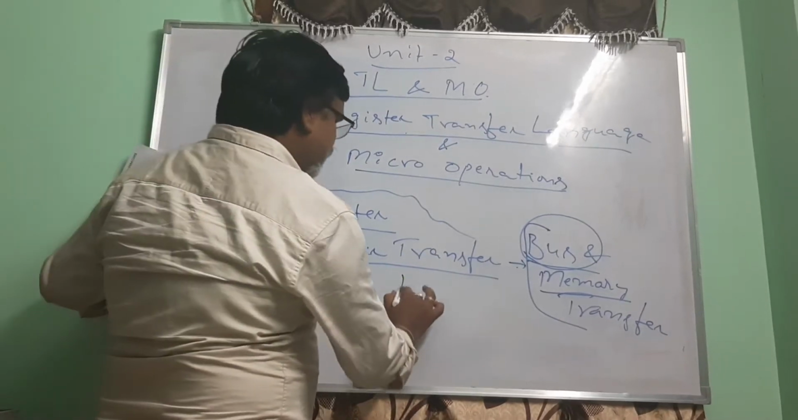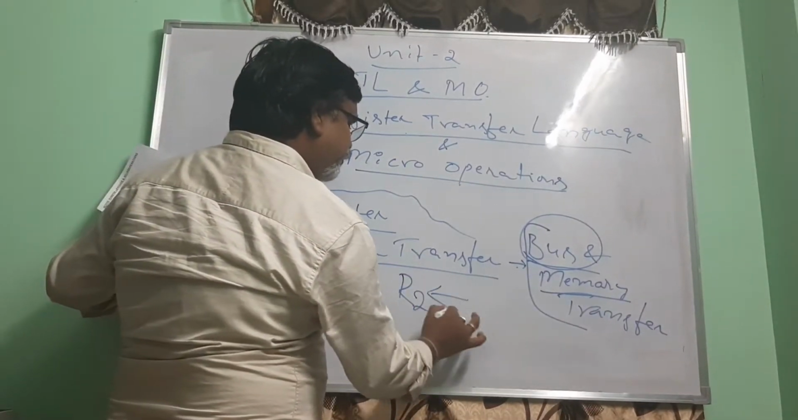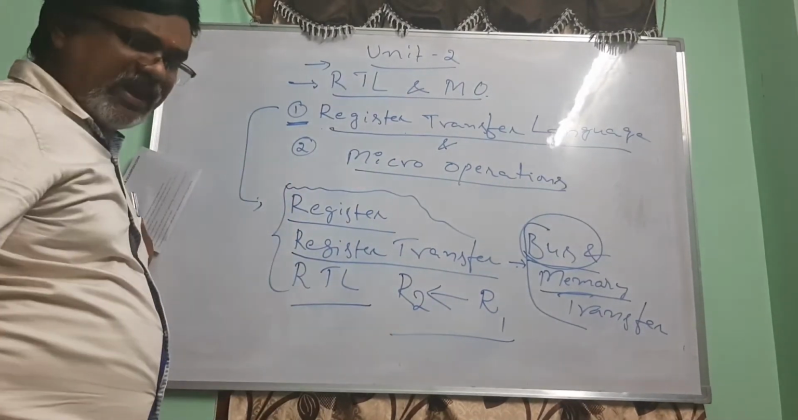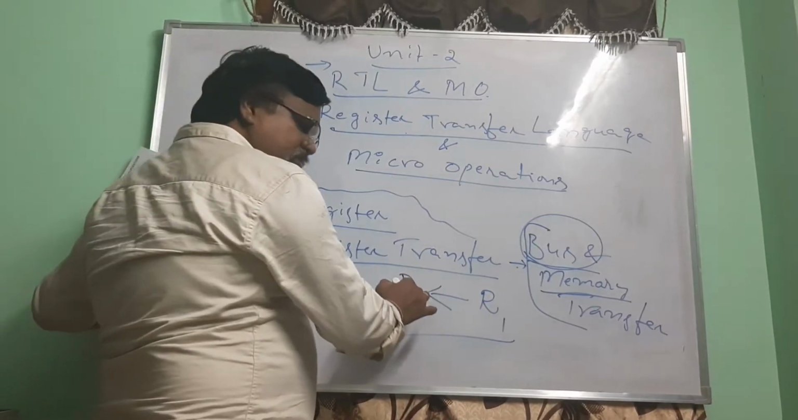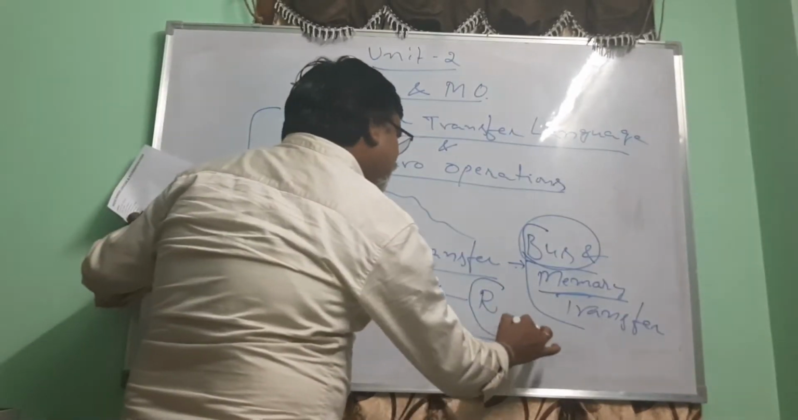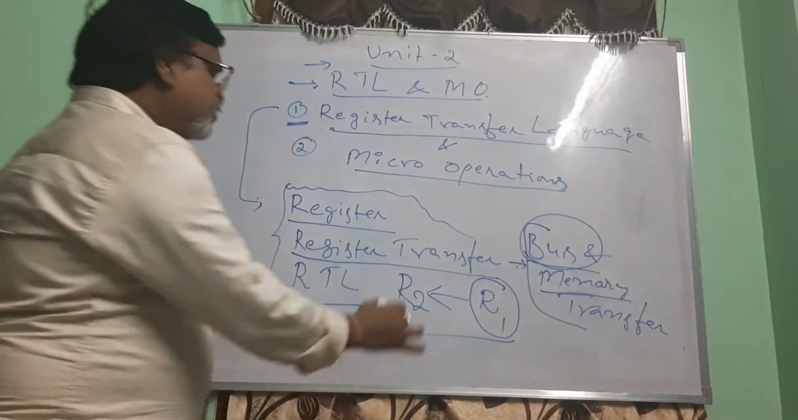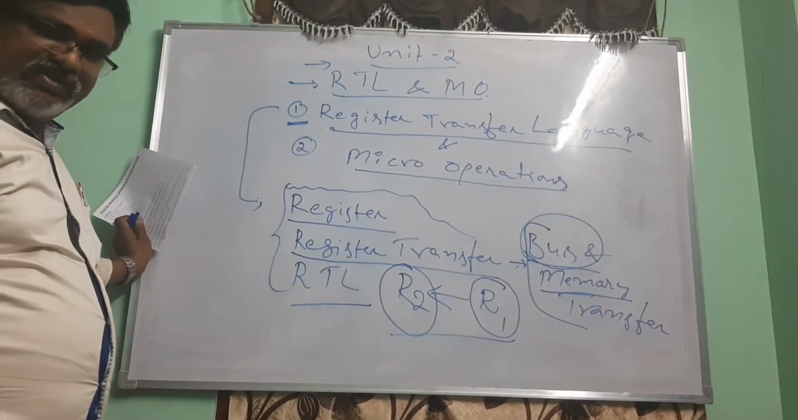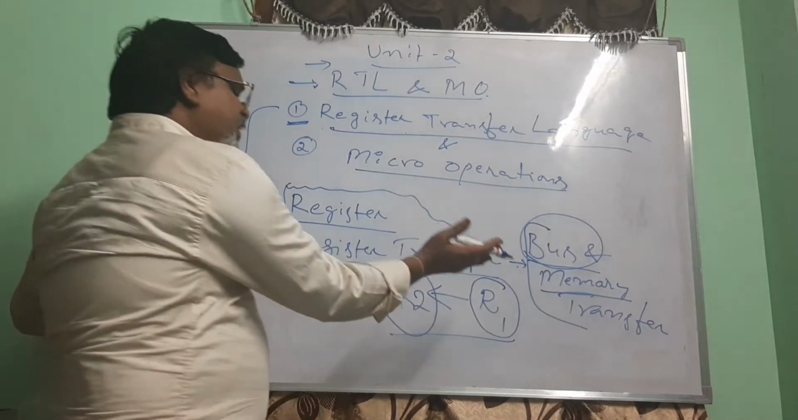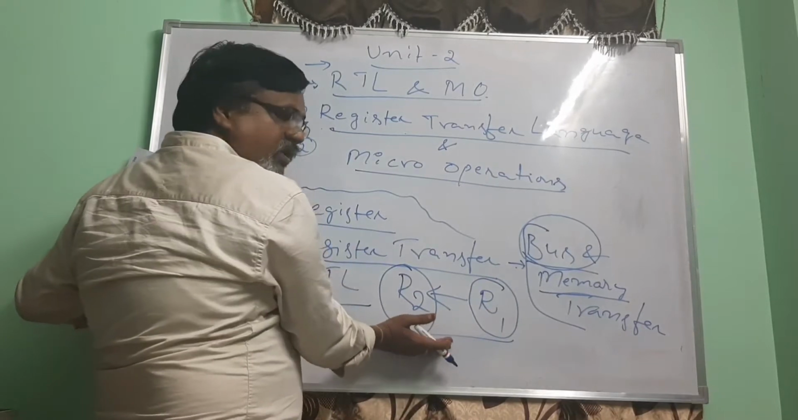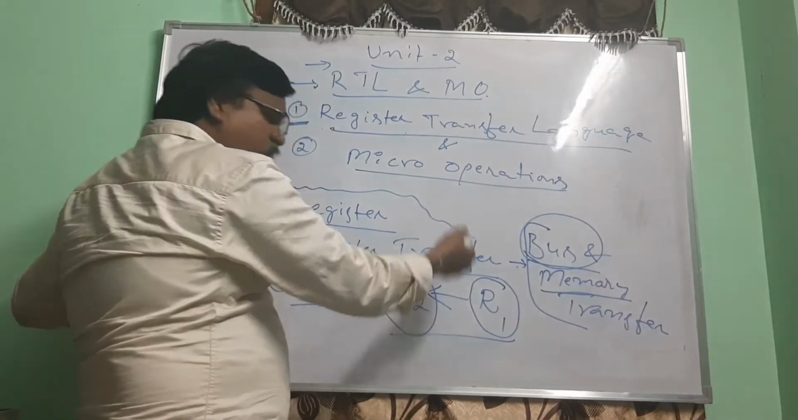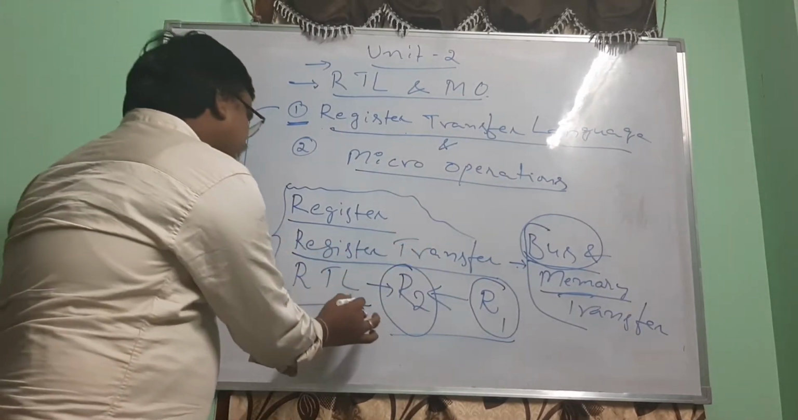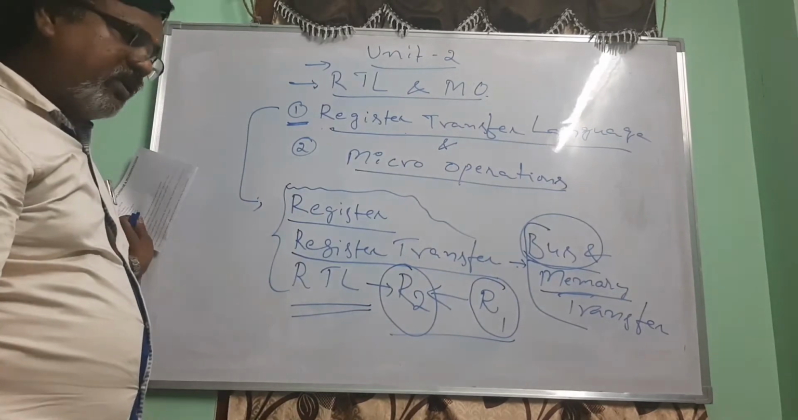Just as an example, it is like a symbolic notation meaning the data available in R1 is going to be transferred to R2. R1 and R2 are registers, so the data from register R1 is copied to register R2. Various such notations we are going to discuss in this first part. Those notations are collectively called register transfer language.